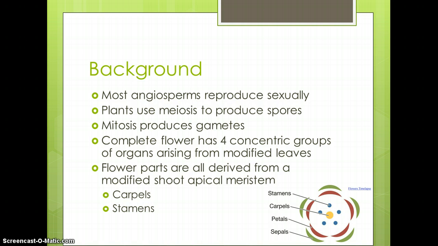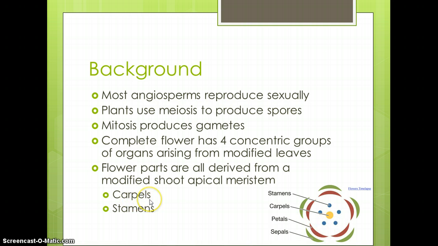A plant has 4 groups of organs that are made from modified leaves, which you can see those different types of organs right here. So we have the carpels, which are in the center, surrounded by a circle of stamens, and then we have the petals, and then the sepals are usually just below the petals. But for today, we're going to focus mainly on the carpels and the stamens.